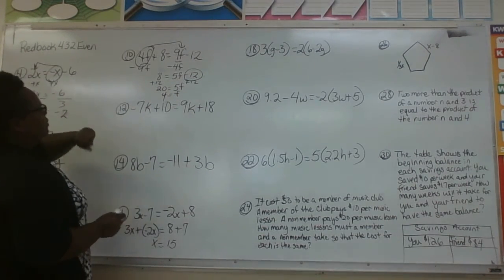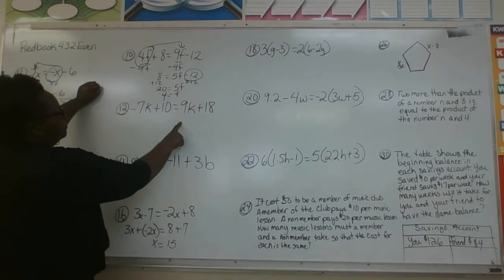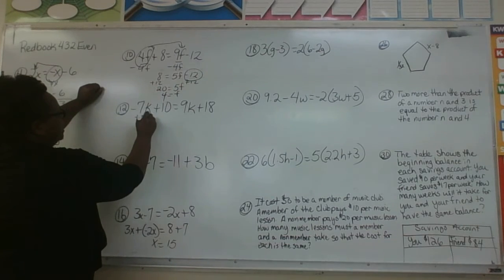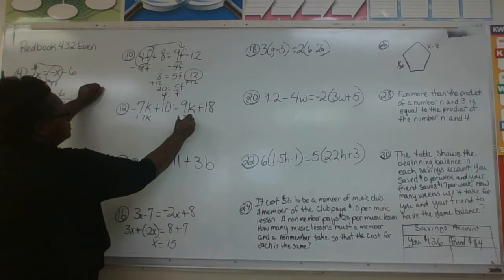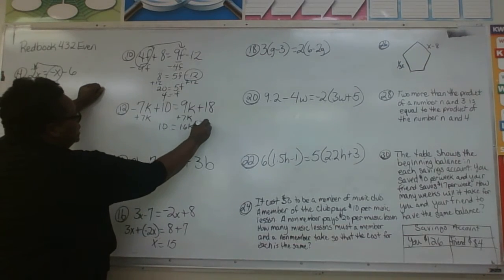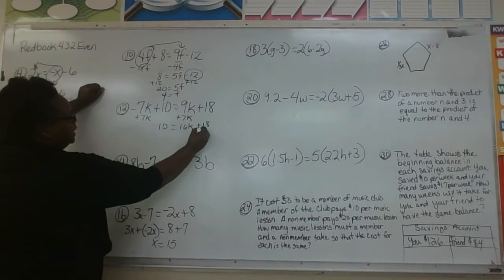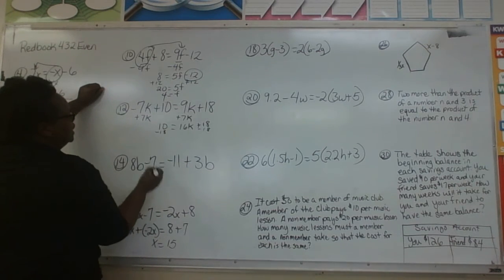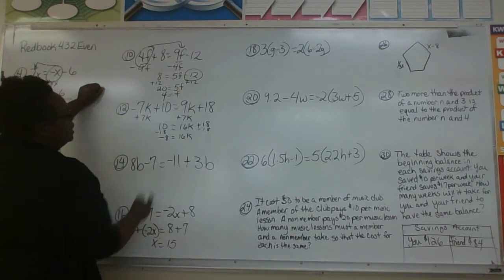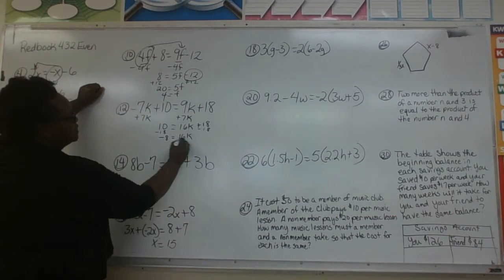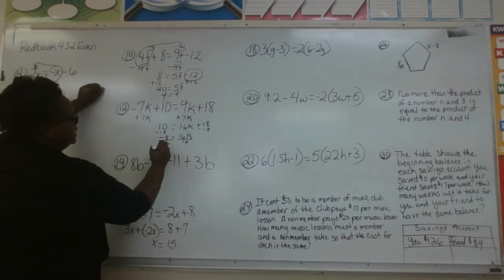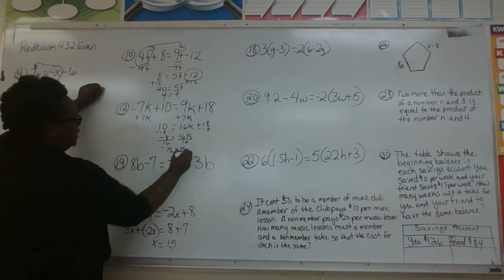Okay? Here we have a negative 7k plus 10 equals 9k plus 18. We're going to move the 7k. Then we're left with 10 is equal to 16k plus 18. Now we're going to move the 18, and now we're left with a negative 8 is equal to 16k. Now we're going to divide both sides by 16, and therefore we have a negative 1/2 is equal to k.